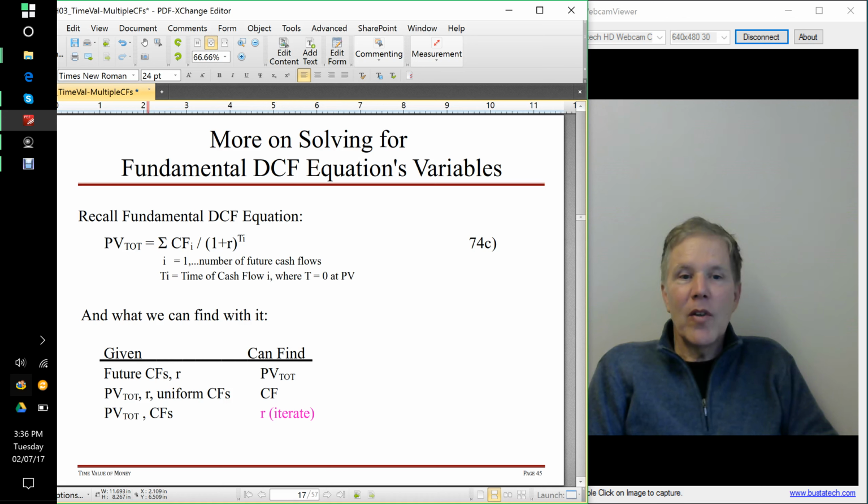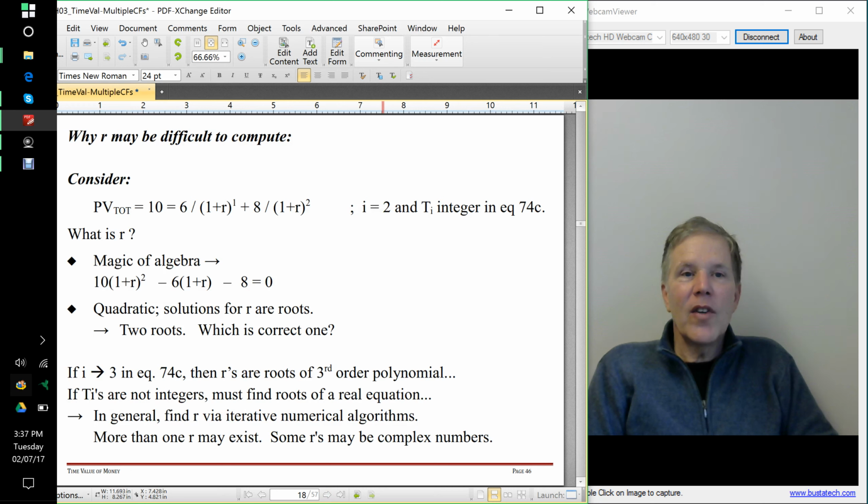If we know the PV tote and the R, we'll show ourselves very soon that we can solve for what the uniform cash flows are. And if we know the initial amount we have to throw into a project, PV tote or CF0, and we know what the future cash flows are, we can solve. The only unknown in this equation then is R, but this is difficult to solve for, and let's see why.